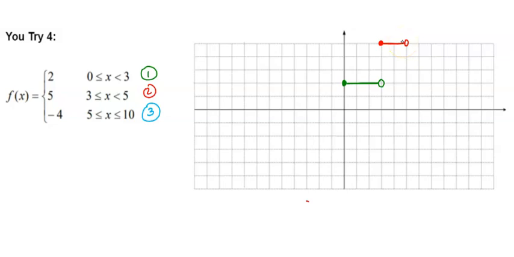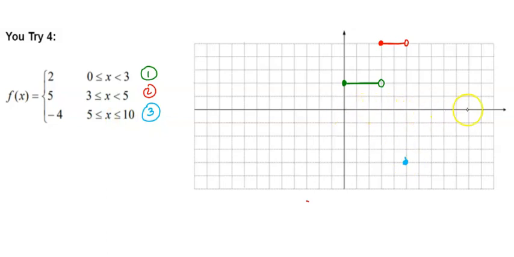And the last piece is -4. This is a horizontal line crossing at -4, but I only want to see the horizontal line between 5 and 10. So at 5, my value is -4, so I'm going to go over 5, down to -4. It should be closed because there's an equal to. It could be both open, but it's closed because that's an equal to. At 10, it is also -4. It should also be closed because there's an equal to there.